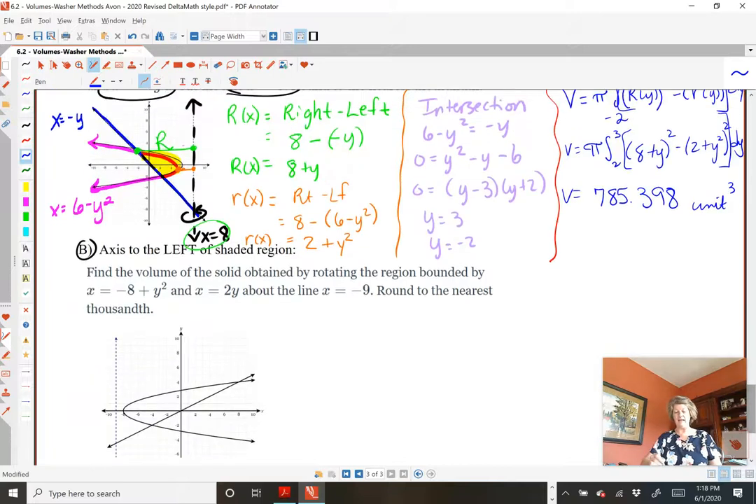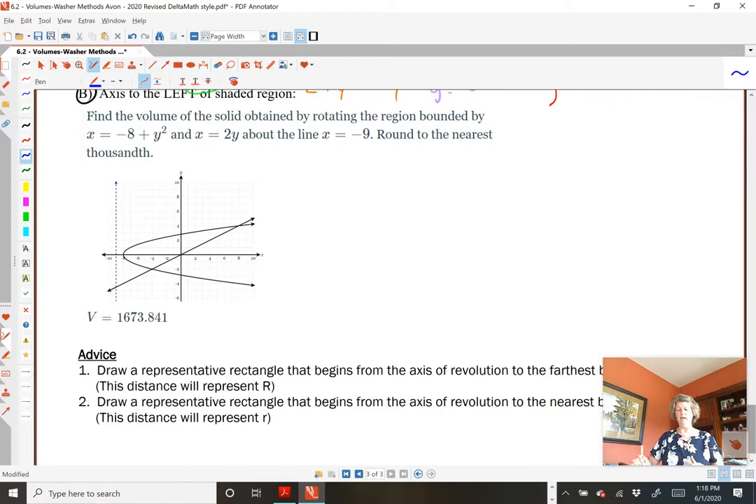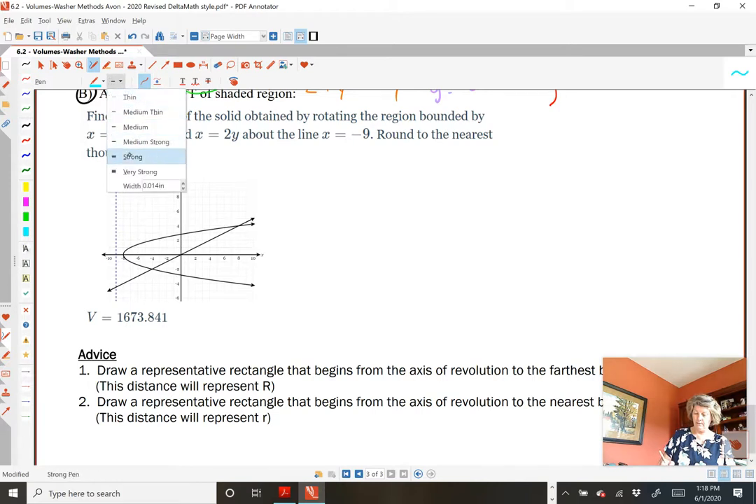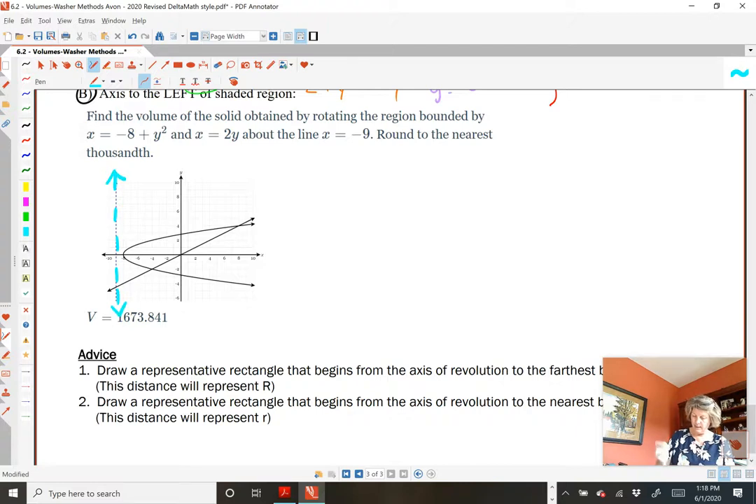All right, so that had the axis of rotation off to the right. Next one, let's move it to the left. So my axis of rotation on the left side here is going to be right here. And what is the function? It looks like it's about the line x equals negative 9. We've got the two functions. Let's set up what the longest r would be.